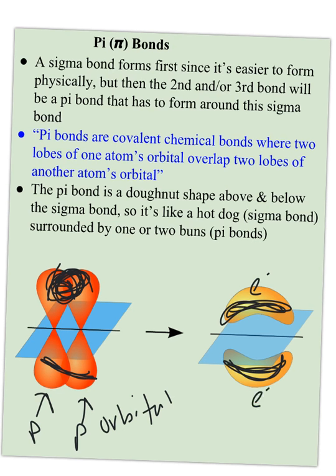Okay? So again, it's kind of like a hot dog being the sigma bond, and now the bun is above and below it, and that's the pi bond. But that pair of electrons has to hang out above and below. And what if you had a triple bond? Well, then it would be like adding another bun in front and in back of this thing. I can't draw three-dimensionally very well, but it'd be like having a double bun on there.